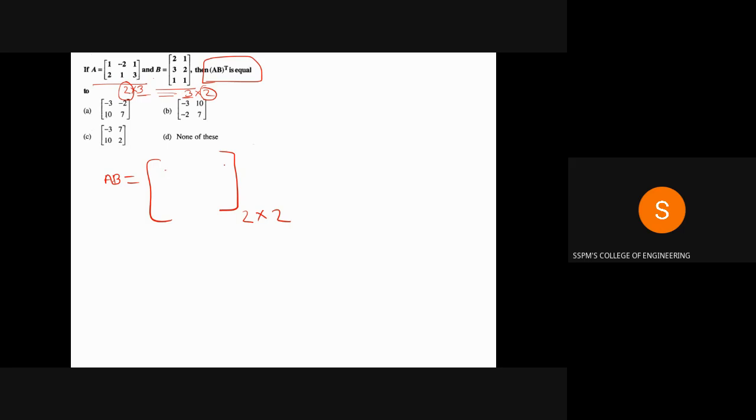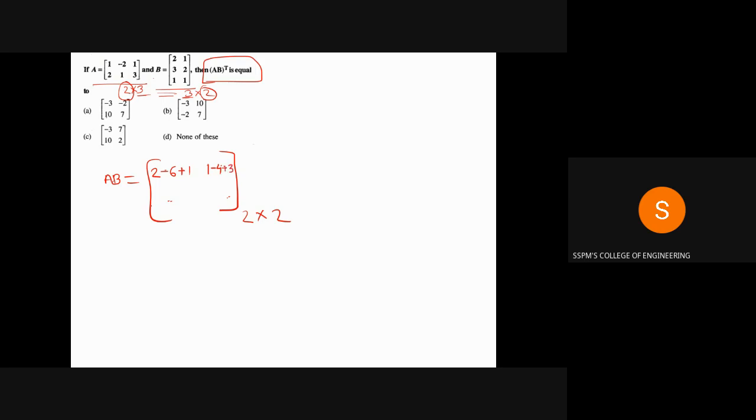Therefore, there will be 4 elements. So, position of this element is A 1 1, first row, first column. Therefore, first row and first column first. 1 into 2 it is 2, minus 2 into 3 it is minus 6, 1 into 1 it is 1. Then for first row, second column, 1 into 1 it is 1, minus 2 into 2 it is minus 4, and 3 into 1 it is 3.